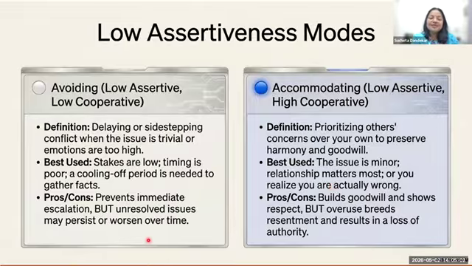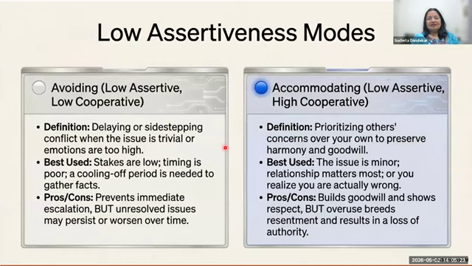So, what are the pros and cons? It prevents immediate escalation, but unresolved issues may persist or worsen over time. And that is what you have to think of, because you are sitting on a time bomb, and when it bursts and causes havoc, you never know.